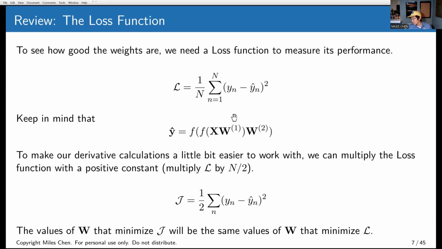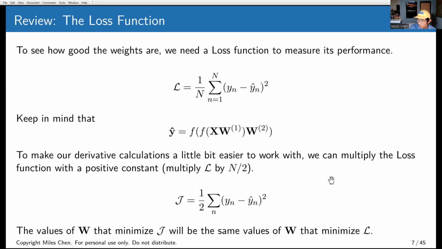Now, to make our derivations a little bit easier when calculating the loss function, I'm going to modify the loss function. We're going to just multiply the loss function by a constant n over 2, and we will get this 1/2 of this. But basically, the value that minimizes equation J is going to be the same value that minimizes equation L, because we're just changing W1 and W2, so it really doesn't matter if we're just multiplying the entire thing by a constant.